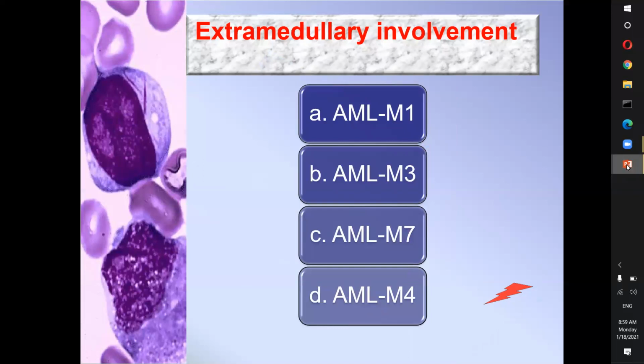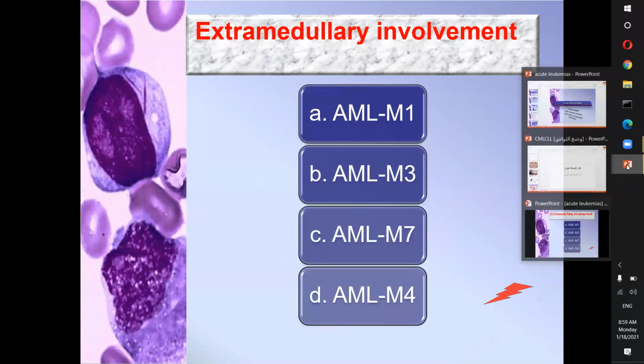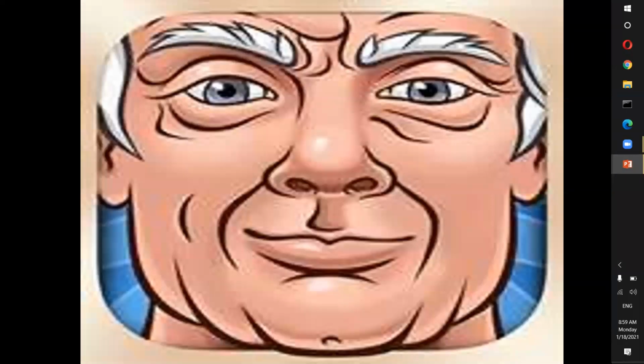Okay, so by this we just finish acute leukemia, and we will enter into chronic leukemia. As we said, acute leukemia usually attacks young patients, with failure of maturation and accumulation.